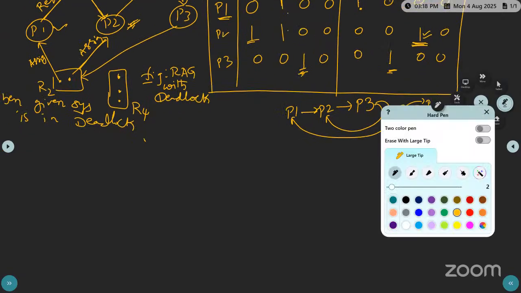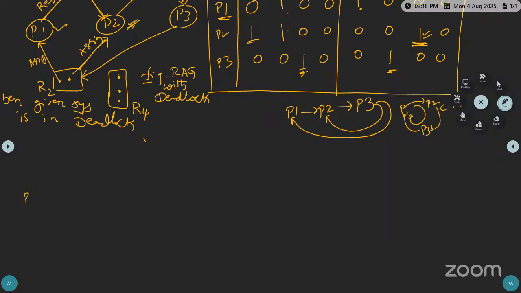Note down the next example, this resource allocation graph.